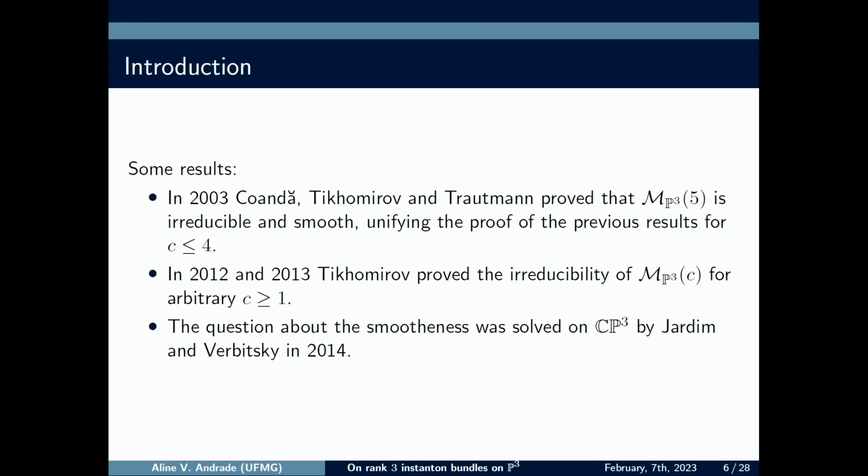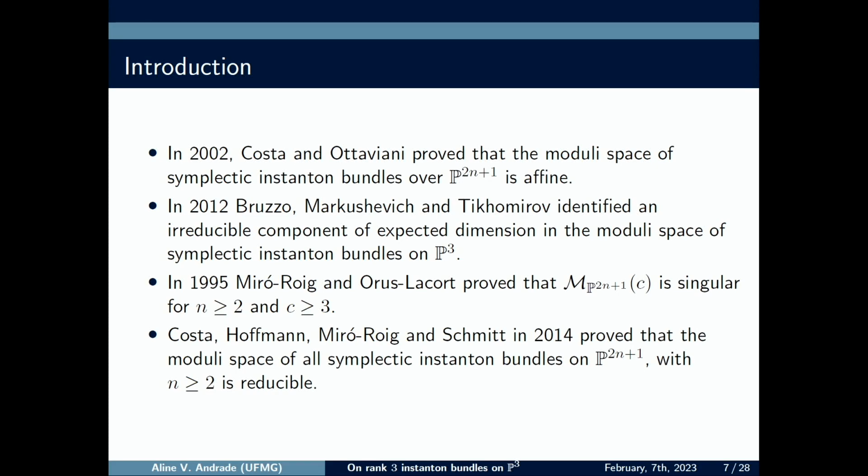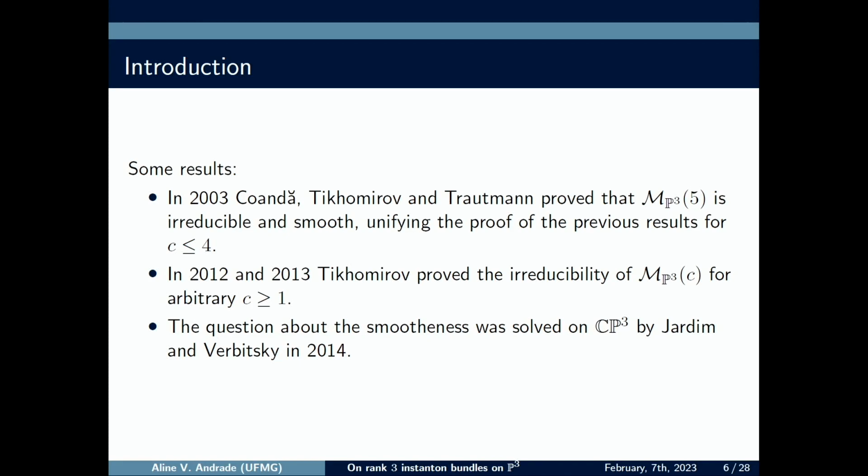So, as you can see, this problem started in 1978, and this proof was made in 2003. And in 2012 and 2013, Tikhomirov proved the irreducibility of this space for arbitrary charge. Okay, there are two papers because he has to split into cases, even charge and odd charge. And finally, the smoothness was proved in 2013 by Marco Jardim and Verbitsky. Okay, well, so the problem is over. We have nothing to do here.